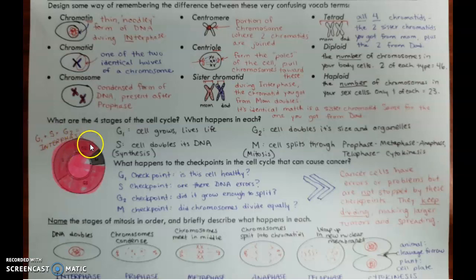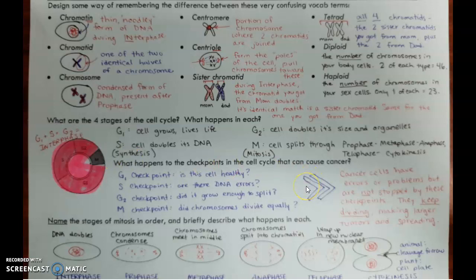G2 checkpoint, remember we're checking to make sure that it has grown enough to split up equally between the 2 new cells that it's about to create. And then the M phase checkpoint is where we're looking at those chromosomes at metaphase and making sure that they're all lined up. We did our buddy check. Nothing's missing. We have nothing extra. And if that's allowed, then the cell continues to divide. And if it is not passing that checkpoint, if there's something wrong with those chromosomes and how they divided, that cell is supposed to die.